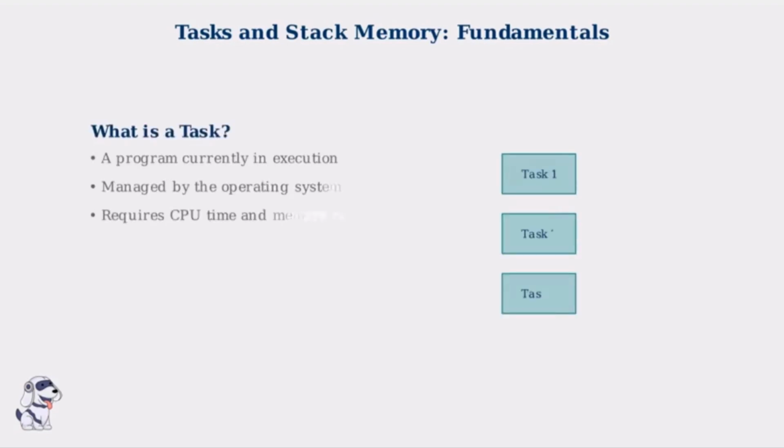Understanding tasks and stack memory is fundamental to grasping how operating systems manage running programs. A task is essentially a program that's currently executing on your computer. The operating system manages these tasks to make efficient use of the CPU, especially when multiple programs are running simultaneously. Each task represents an active program that needs processing time.